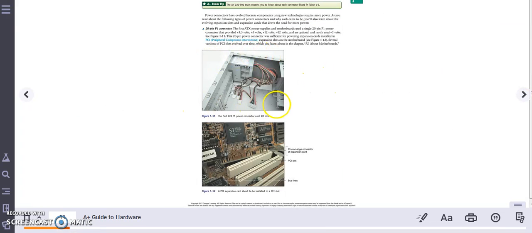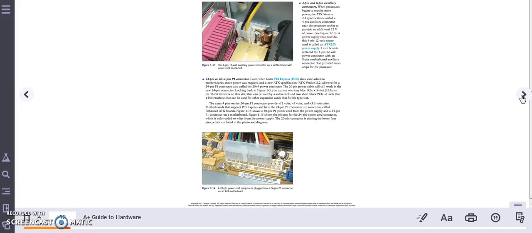Again, here's a case that is missing a motherboard. So here's the power supply. And here are the tails with the connectors. Talks more here in the chapter about the motherboard. Here's the P1 connector, which is for power.